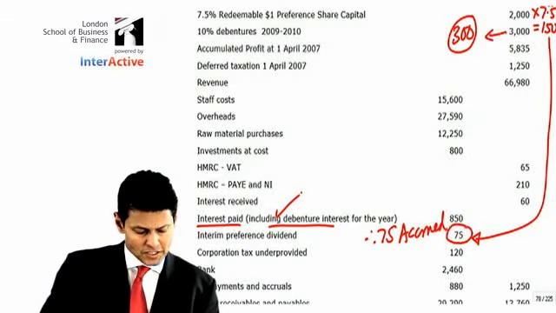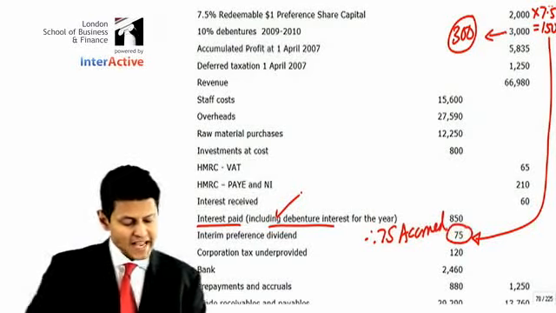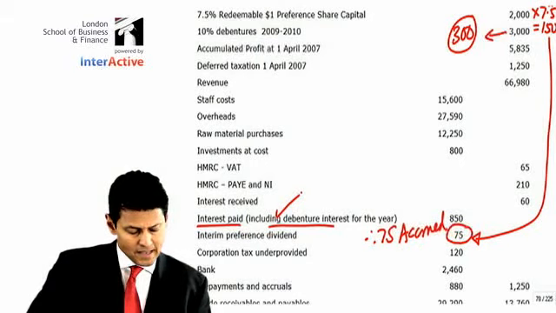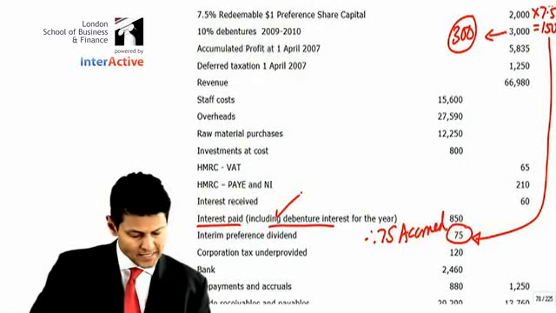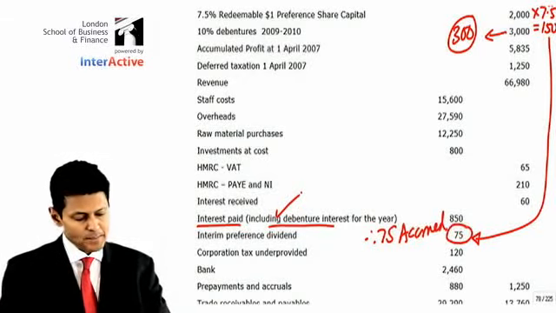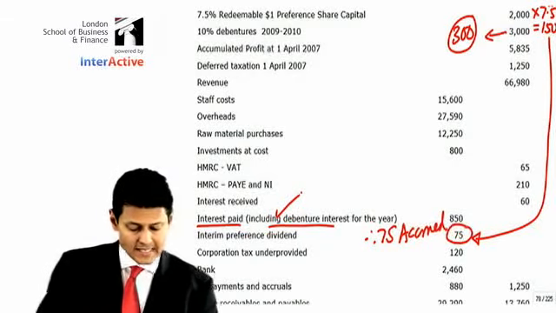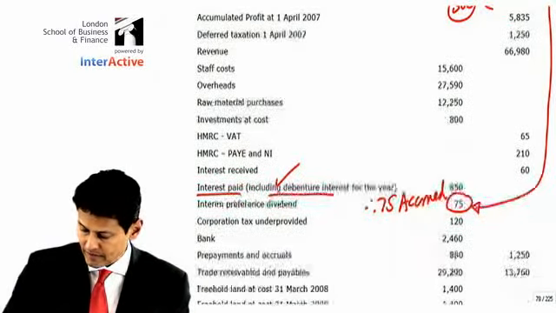HMRC, Her Majesty's Revenue and Customs, just tax. VAT is like sales tax. PAY is pay as you earn. NI is national insurance, little kinds of taxes. May I suggest that you draw a line linking the PAY and NI line to the 210. Just across your page, if you draw a line kindly.